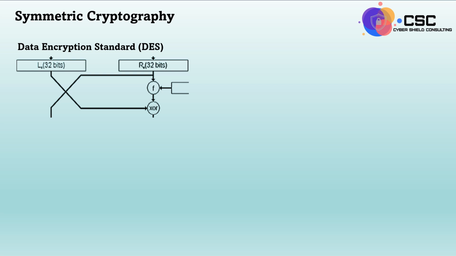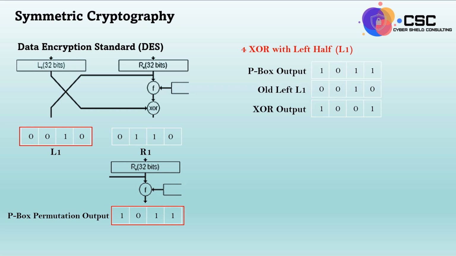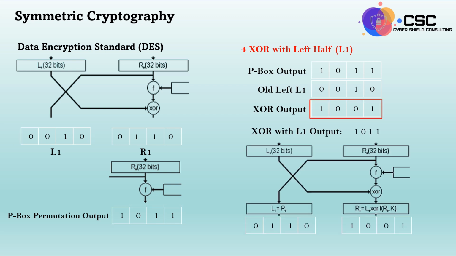Now the permuted output 1011 from the Feistel function is XORed with the left half, L1, of the data block. We are now at the final step of one round of DES encryption. The Feistel function output is XORed with the left half, and then the left and the right halves are swapped to prepare for the next round. The P-box output is XORed with the previous left, L1. This step further scrambles the data, ensuring that the transformation depends on both the plain text and the key.